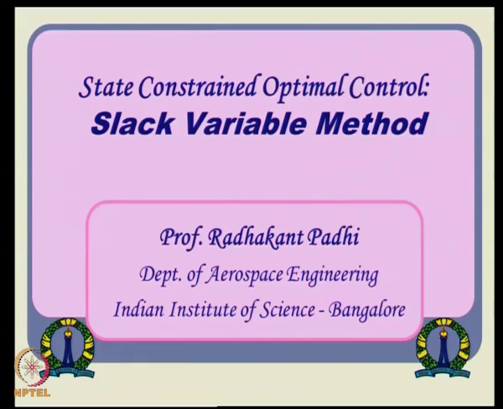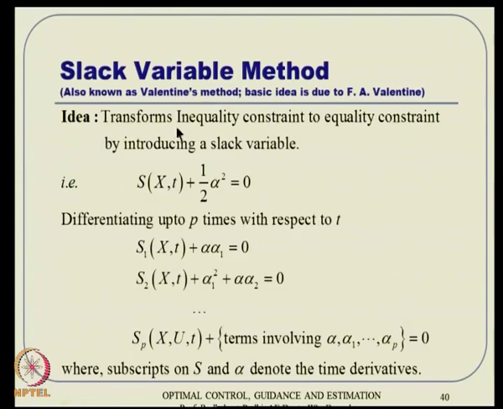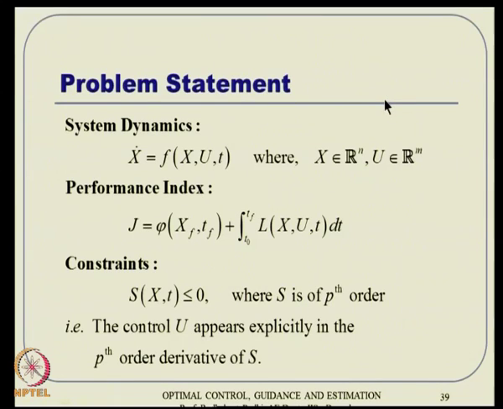The next idea, or rather the last idea that I want to talk about in this class, is something called the slack variable method. It's a different idea altogether, which is very elegant in my view. And in fact, it's also called Valentine's method, because of F. A. Valentine, who first proposed this idea in some sort of static optimization sense actually.